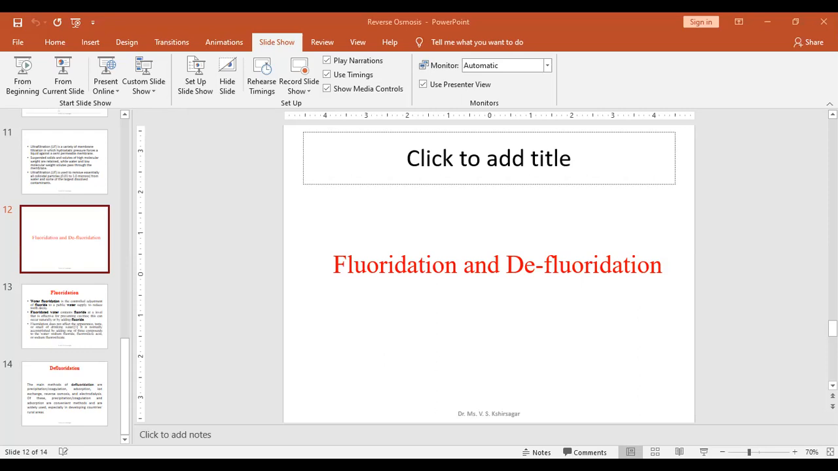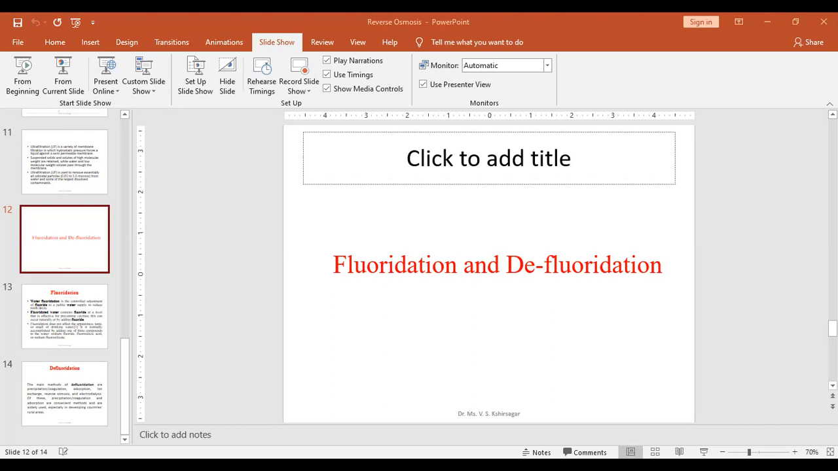Okay, guys. Sorry for the disconnectivity. So I was telling you about the importance of fluoride before we study fluoridation and defluoridation. Fluoridation is a simple technique to add fluoride. Defluoridation is another simple technique to remove fluoride. Before we discuss these methods, I want to tell you about fluoride.